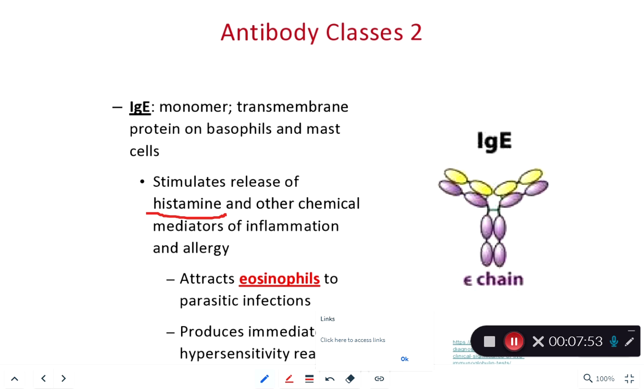Another function of immunoglobulin E is that it attracts eosinophils. An eosinophil is one of those leukocytes we talked about that's associated with fighting off multicellular parasitic infections. So in addition to immunoglobulin E being associated with allergic reactions, immunoglobulin E will also be associated with parasitic infections. Think of tapeworms or roundworms, et cetera.